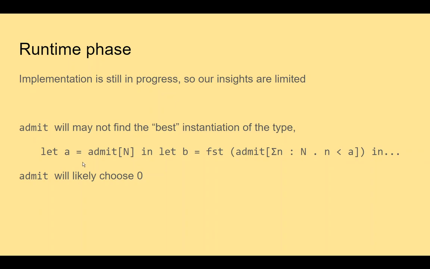So for instance, if you want to find a natural number and then find a pair of a natural number that's less than the original natural number, well, it's going to probably start out at 0. So this will not type check. Or sorry, this will not terminate, even though there's an obviously good choice of a 1.